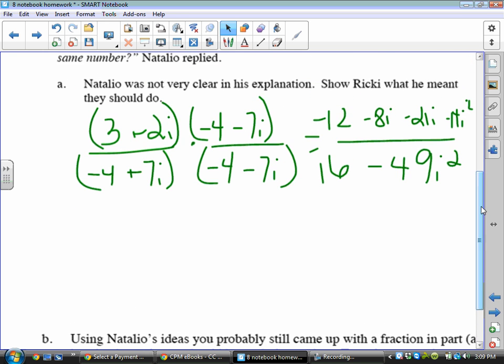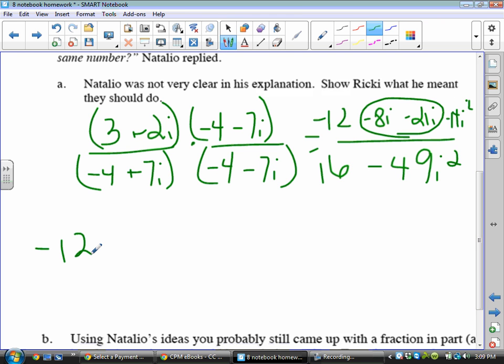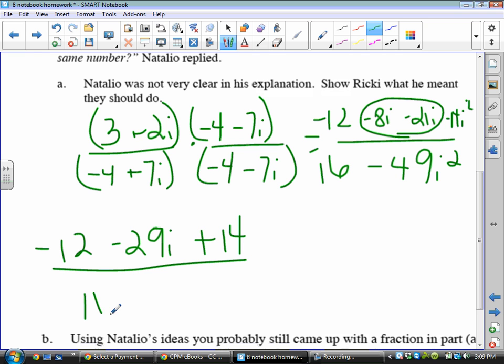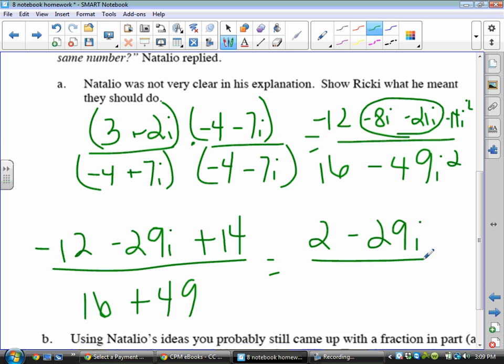Alright, so if I simplify this, I can combine these together. So I'm just going to rewrite negative 12, that will stay the same. I'll have negative 29i. Right, and then my last thing, this negative 14i squared, I know i squared is worth negative 1, so that really becomes a positive 14. And divided by, I have 16, really, and positive 49. Same idea because i squared. So if I simplify this a little bit more, I'm going to end up having (2 - 29i) divided by 65. Okay? So that would be my answer for this problem.